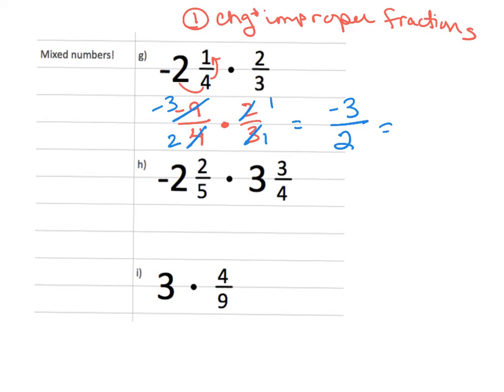Simplify. How many 2's can come out of 3? I'm going to put the negative out front. I get 1 out with 1 left over. My answer is -1 1/2.